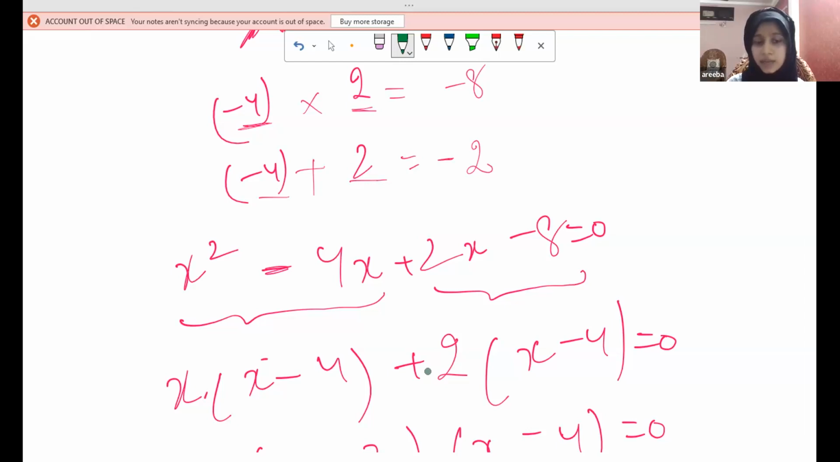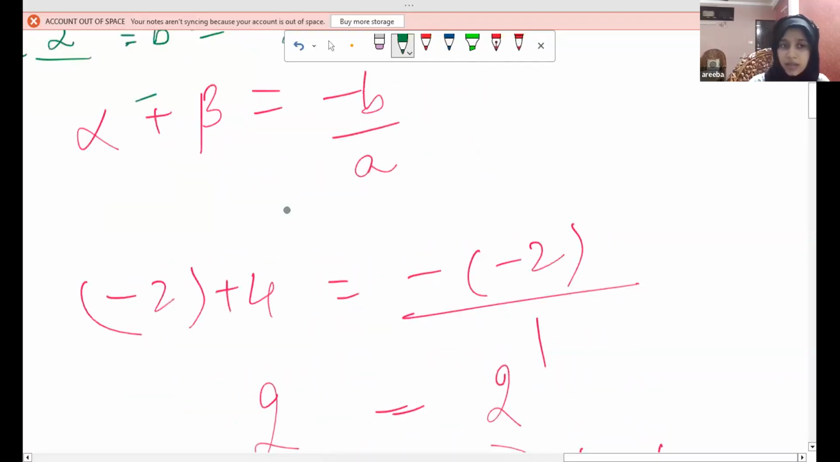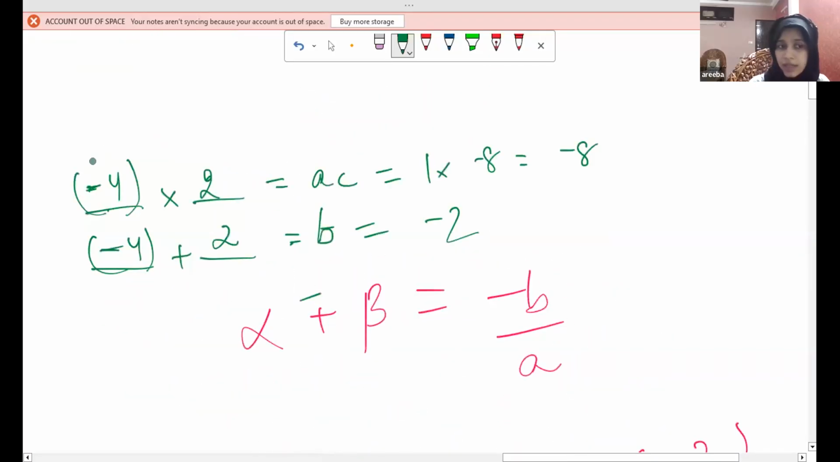Is that clear? Which part don't you understand? The x square is equal to 4x plus 2x minus 8 is equal to 0. How have I written this one? After figuring out the factors, which are minus 4 and plus 2, correct?